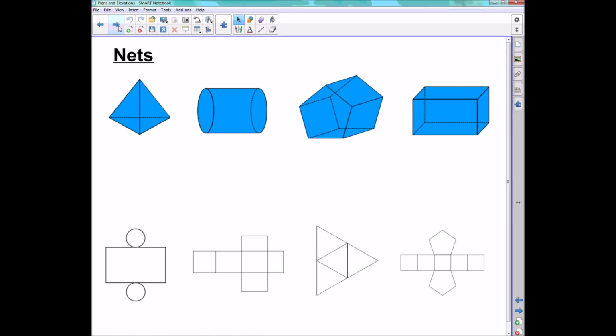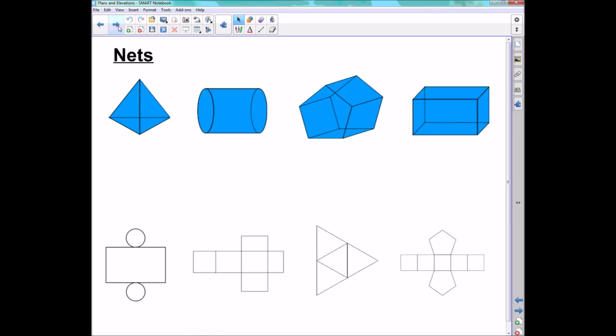So a question on your paper might be to recognize the nets of different shapes. So what you could do here is you could quickly pause the video and just in your mind try and work out which shape goes with which net. Okay, so hopefully you've had a go at that.